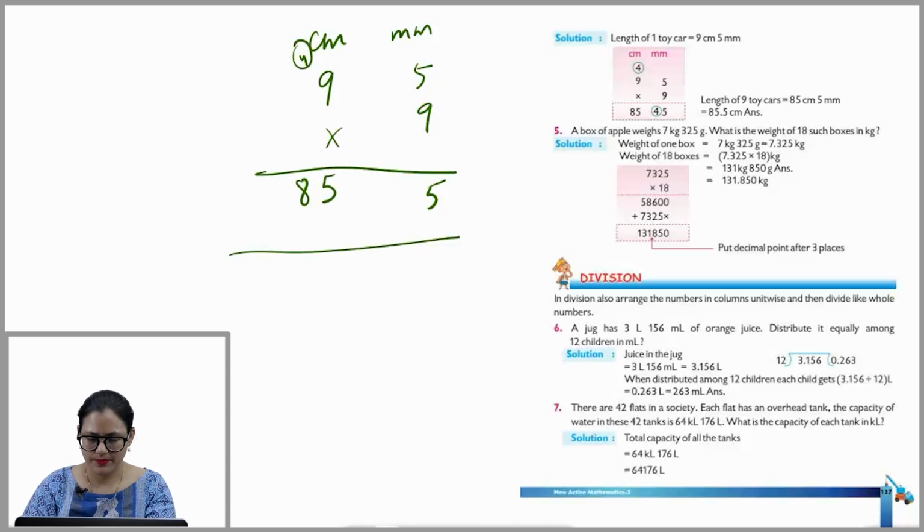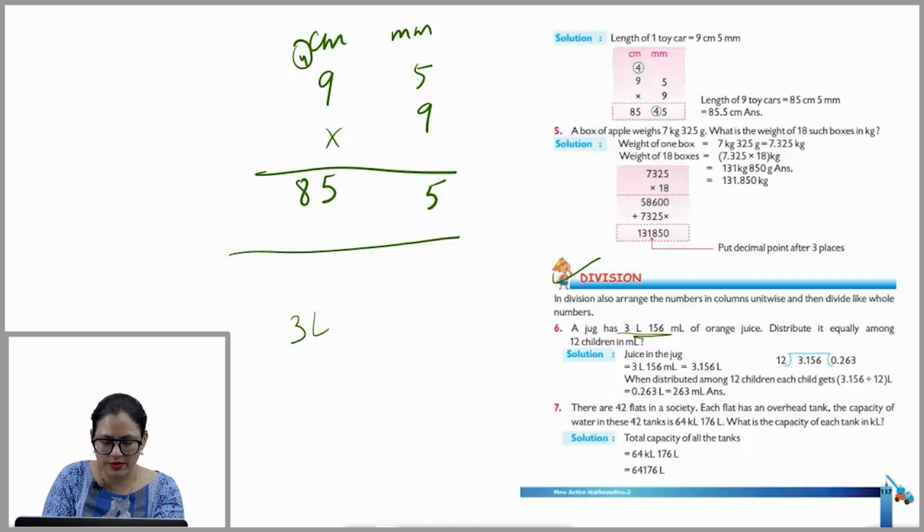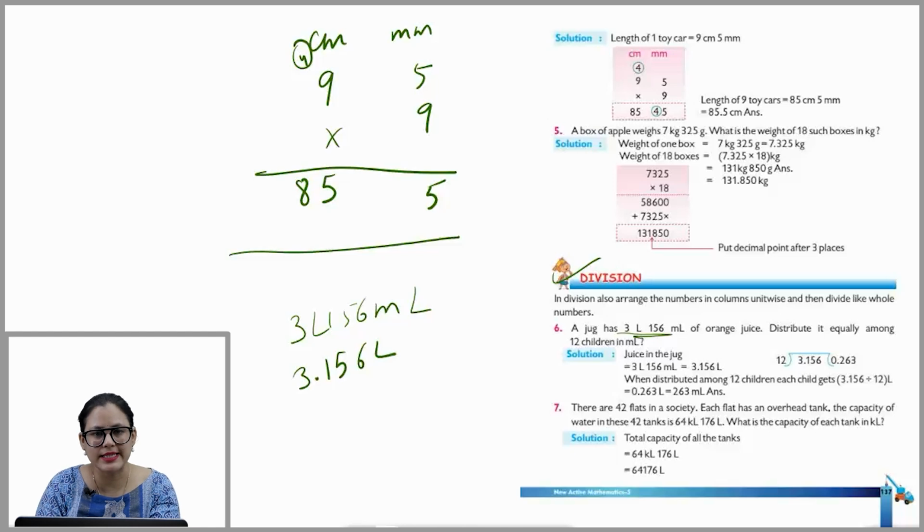So division. In division also arrange the numbers in columns unit wise and then divide like whole numbers. A jug has 3 liter 156 ml of orange juice. Distribute it equally among 12 children in milliliter. Okay, so we have to distribute this orange juice among 12 children, that too equally, but in milliliter. So first what will we do? This 3 liter 156 milliliter orange juice, we will convert it into liter. Okay, now we will divide this by 12.